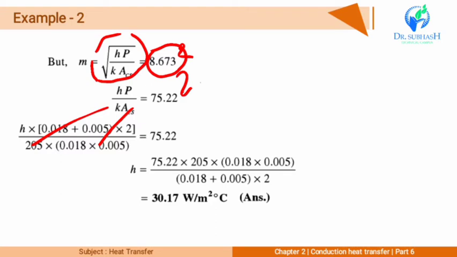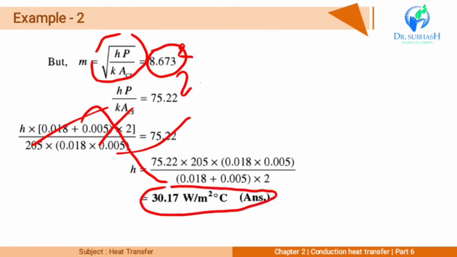By mathematical simplification, we get h is equal to 75.22 multiplied by 205 multiplied by 0.018 into 0.005, divided by (0.018 plus 0.005) multiplied by 2. So we get the value of h, that is 30.17 watt per meter square degree centigrade.